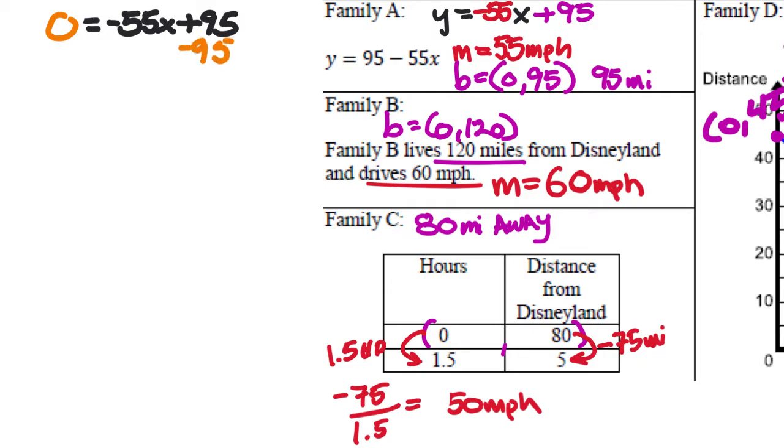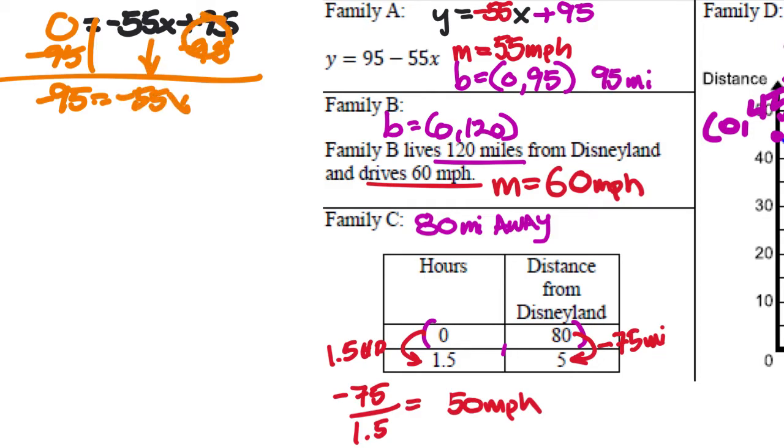I'm going to subtract 95 from both sides. It's just a 2-step equation. So I got negative 95 equals negative 55x, since 95 minus 95 is 0. That's good. Divide both sides by the coefficient of x to make that a 1. And x, that's how long it's going to take. 95 divided by 55. I'm going to use my calculator for that. Got 1.72, 1.73-ish. I'll just put 1.7 hours.